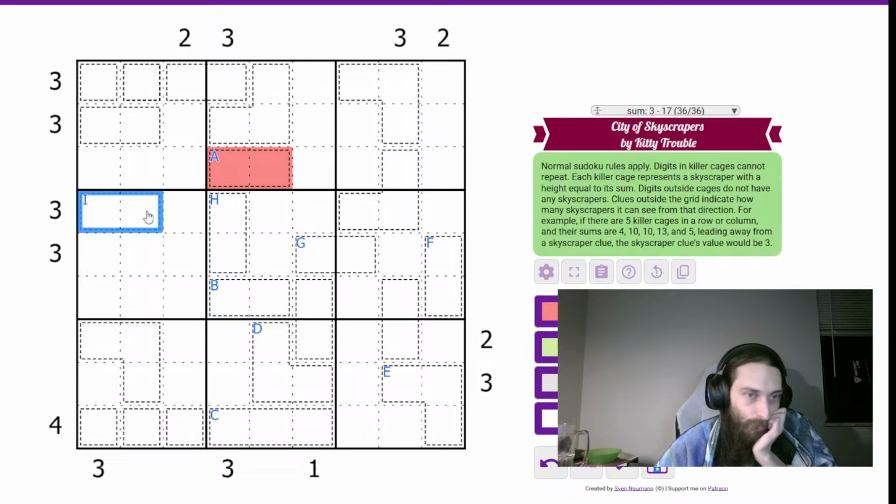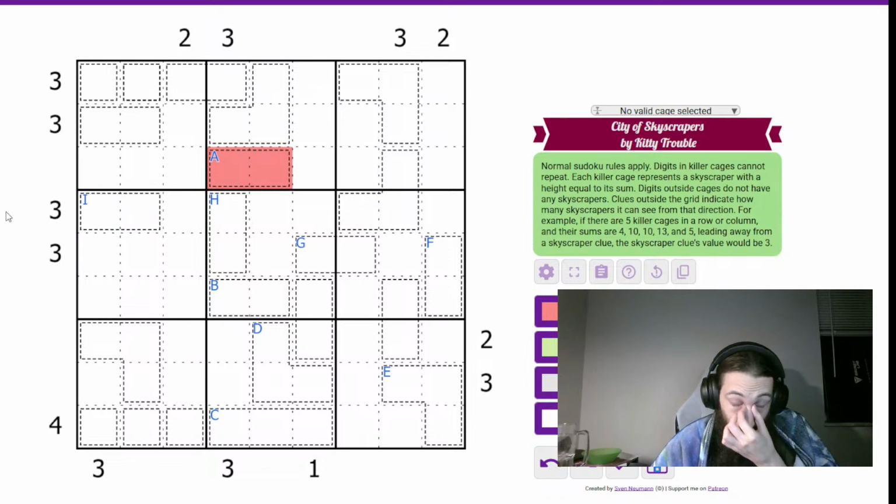Because this is minimum 3, just because it's a 2-cell cage. But then this is maximum 17. And if you follow the chain all the way down, then this is maximum 9. Which is helpful, it's just not enough.